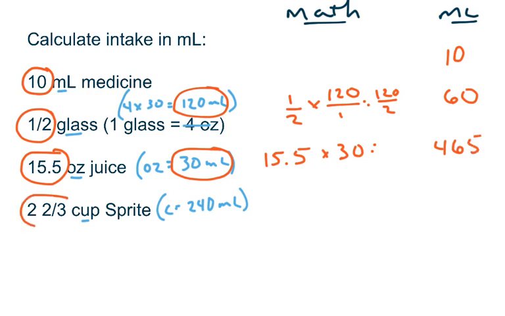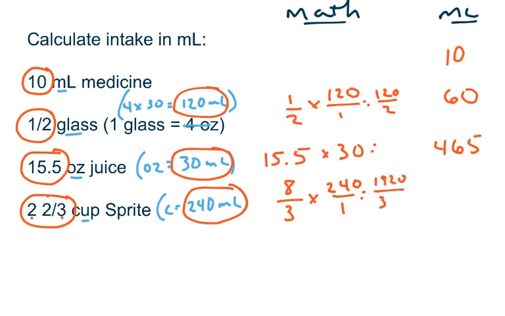And the last one is 2 2/3 times my milliliters. Again, I'm going to change it to an improper fraction. So 3 times 2 is 6, plus 2 is 8, times, and it's a cup, right? Which was 240 over 1. So now I do 240 straight across. 240 times 8. I have 1920 over 3. Divide by 3. And I have 640.